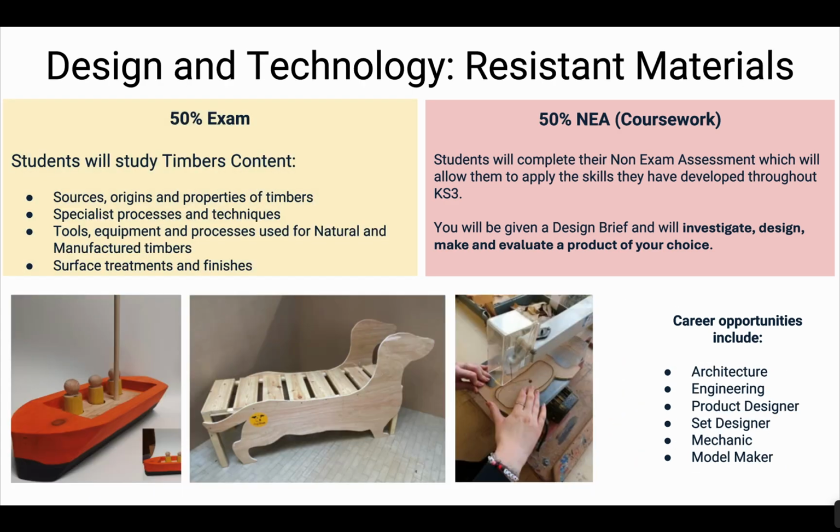If you're interested in resistant materials, which you often call wood tech, it is exactly the same as textiles. You'll still cover that core theory at the beginning, but 60% of your exam will also cover timber specialist content. So you'll look at properties of timbers, sources and origins, tools, equipment and processes, natural manufactured timbers and different treatments and finishes. There are some images on the screen here to show you what some of the NEA work looks like, and some of them are quite big in scale, so you really can choose what you want to make and run with it.